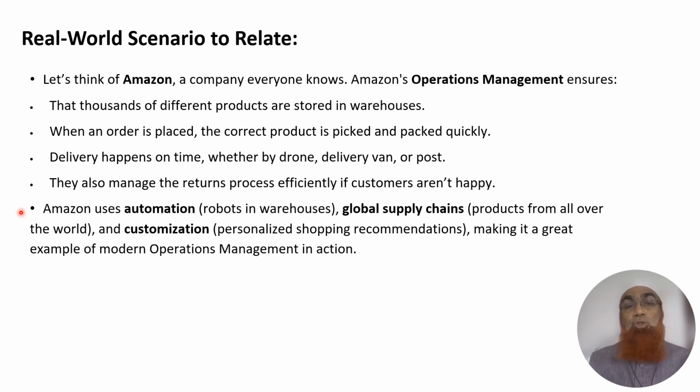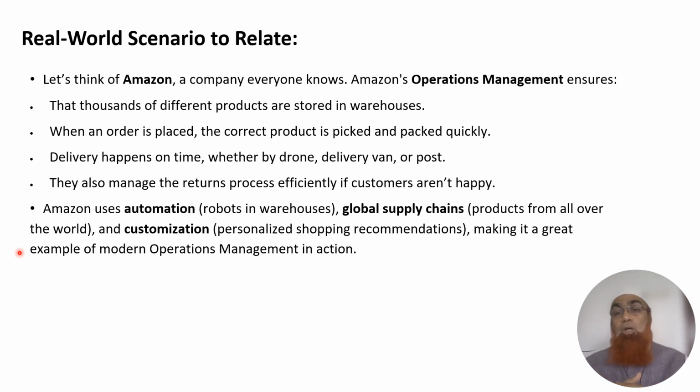So Amazon uses automation, which is robots in warehouses, global supply chain management for products from all parts of the world, and customization, which is personalized shopping recommendations, making it a great example of modern operations management in action. Not only that, if you are delivering a product to a loved one and you want a greeting message to be added, you can put that as well. Pack it as a gift, right? This is about supply chain and how things happen.